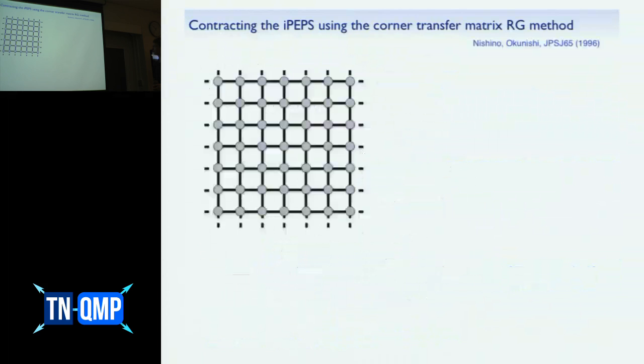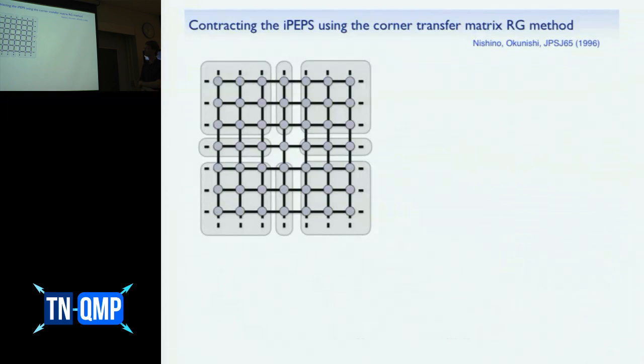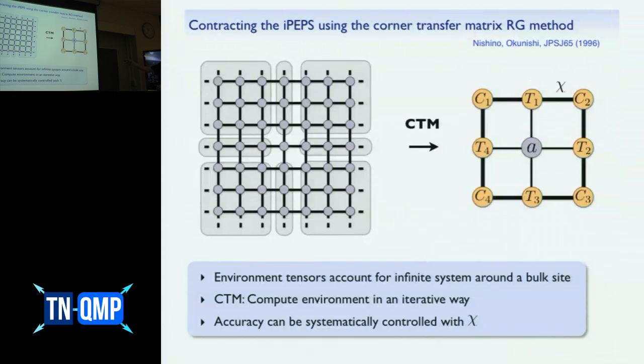Okay, so now let me come to the corner transfer matrix RG method, which I guess you already heard in Tomotoshi Nishino's talk on Friday, but I will explain this also now in this context. So the goal is to contract an infinite PEPS. So we have now this square lattice of reduced tensors which stretches to infinity. And the goal is now that we can compute the environment of some given site here. So let's focus on the center site here. And the goal is to compute these environment tensors given by these corner tensors C1, C2, C3, and C4, and these four edge tensors here, T1 to T4.